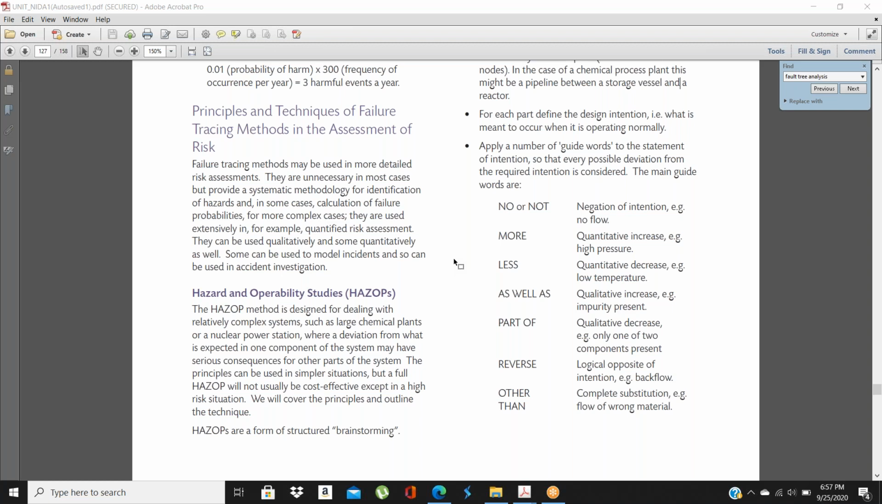In this system, we will use some specific words like no, not, more, less, as well as, part of, reverse, and other than. Okay, in this study we will study and control the parameters of the process, which contain the flow rate, temperature, pressure, and other parameters we will study later. Once we study the diagram, then it will be very clear to all of you.